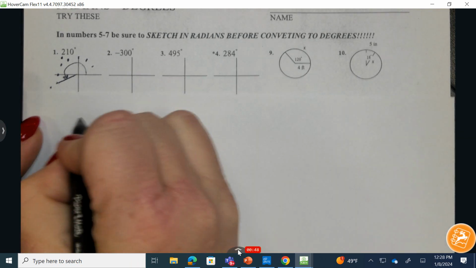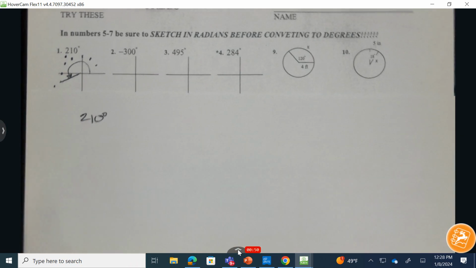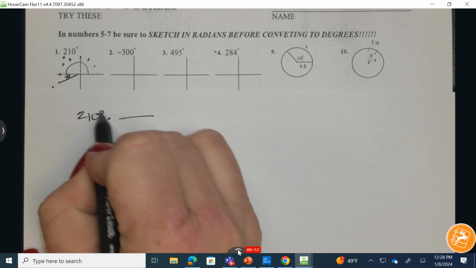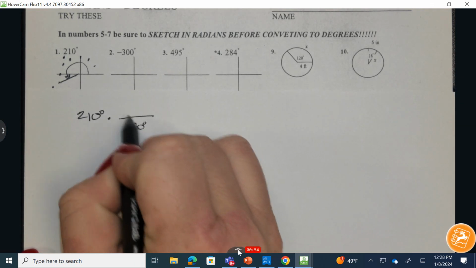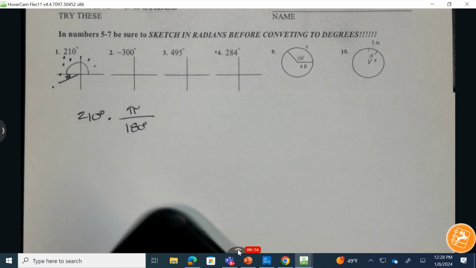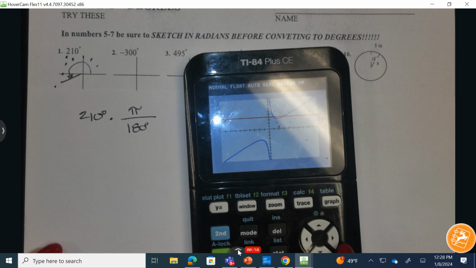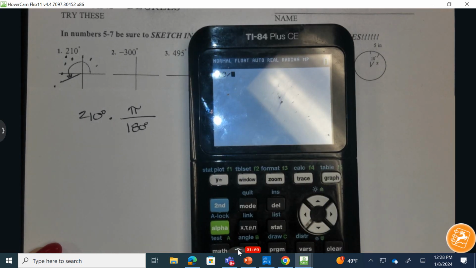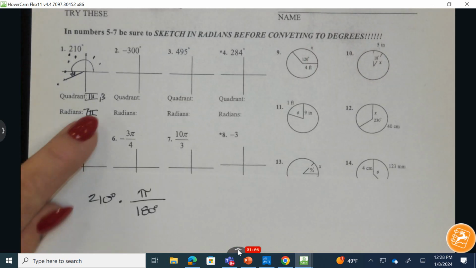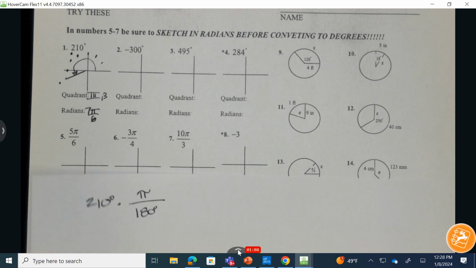Well, we could take 210 degrees. Now to convert it into radians, I want degrees to also go on the bottom, so 180 with a pi on top. Grabbing your calculator, we can take 210 divided by 180, hit the math key, enter, enter, gives us 7 over 6, and that's how we can get 7 pi over 6. Let's look right now at number 2.